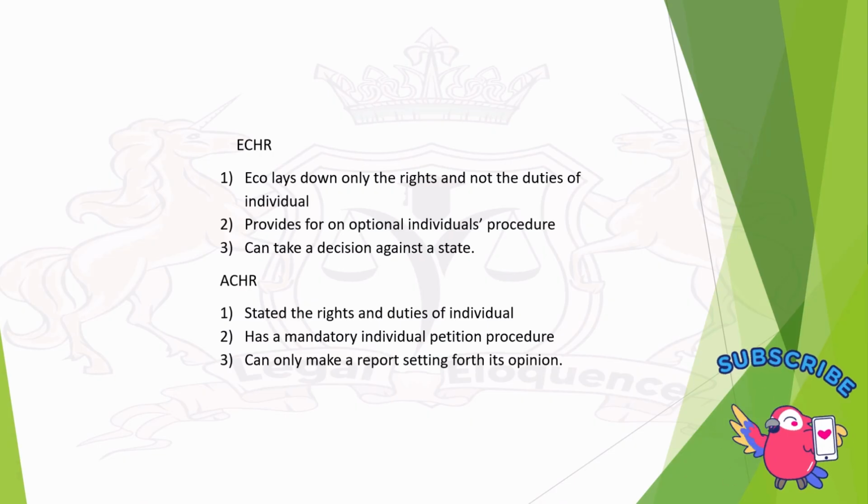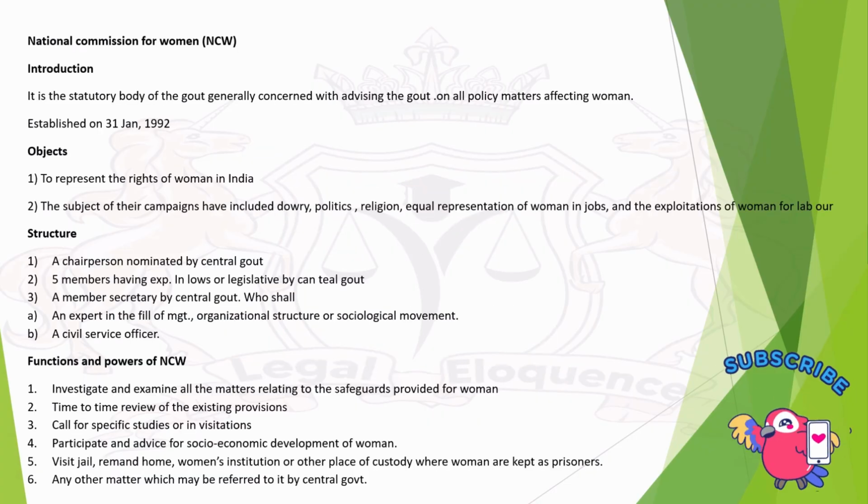ECHR lays down only the rights and not the duties of the individual. It provides for an optional individual petition procedure, and the court can take a decision against a state. ACHR states the rights and duties of the individual, has a mandatory individual petition procedure, and the commission can only make a report setting forth its opinion. That is the difference between ECHR and ACHR.